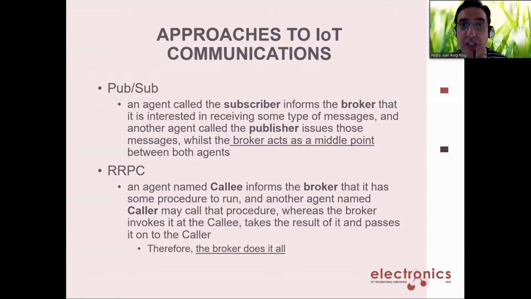Well, regarding the approaches to IoT communications, we have two different approaches. The first one would be PubSub, where an agent called the subscriber informs the broker that it is interested in receiving some type of messages. And another agent called the publisher issues those messages, whilst the broker acts as the middle point between both agents. And another approach would be RPC, where an agent named callee informs the broker that it has some procedures to run. Another agent called caller may call the procedure, whereas the broker invokes it at the callee, takes the result of it and passes it on to the caller. Therefore, the broker does it all.